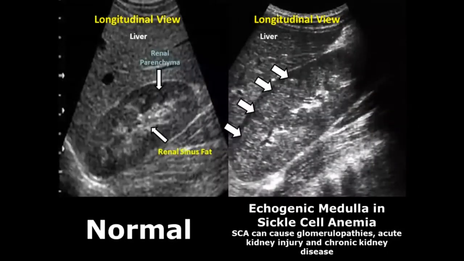Sickle cell anemia can also cause hyperechoic kidney or echogenic kidneys, usually the medullary regions. As we can see in this image, the medullary regions are echogenic. This can lead to kidney injury and chronic kidney disease.